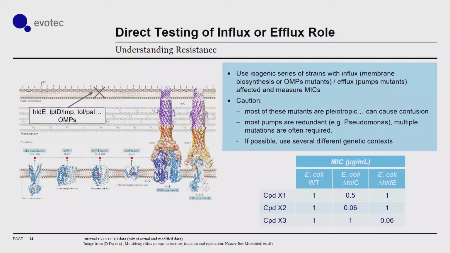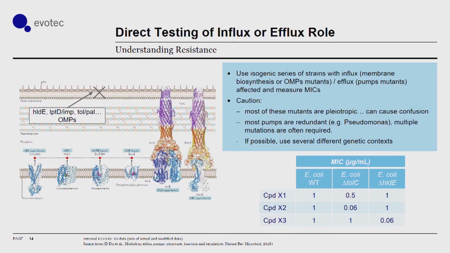So briefly, checking influx and efflux is usually performed by testing the MICs against a series of heterogenic strains with influx liabilities or efflux liabilities. So meaning deletions of the pumps, porins, or the biosynthetic enzymes such as here HldE, LptD, TolC, Pal, whatever, that allow the biosynthesis of the outer membrane.